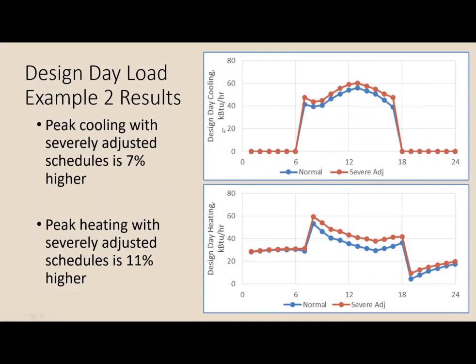So for cooling, much more difference now when you're comparing doing design calculations with normal schedules versus these severely adjusted schedules. It's about a 7% shift at the peak hour. And for heating, it's an 11% shift to go all the way down to basically 0 for those loads. So pretty big impact on the sizing to set those loads higher or lower by that amount.